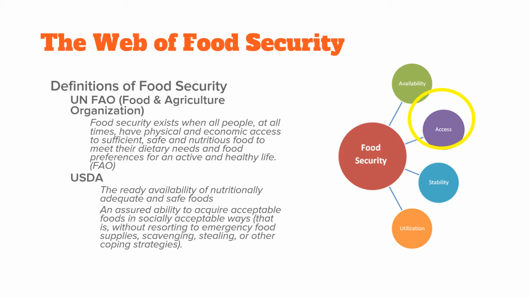According to the USDA, food security is known as the ready availability of nutritionally adequate and safe foods, an assured ability to acquire acceptable foods in socially acceptable ways, that is, without resorting to emergency food supplies, scavenging, stealing, or other coping strategies.